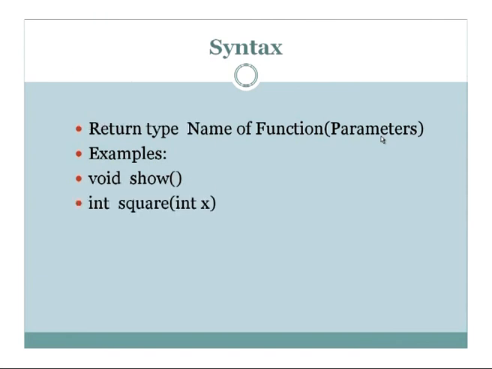This is another example of function declaration. This statement declares a function with return type int, name of the function square, and parameter list of the function includes an integer parameter with name x.